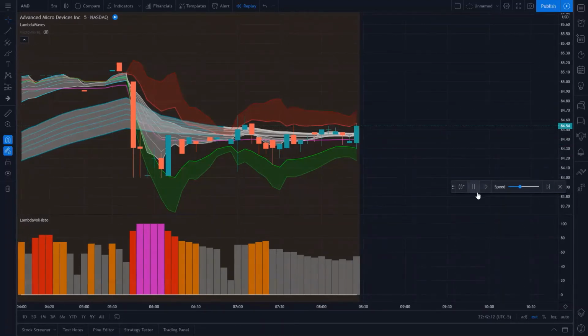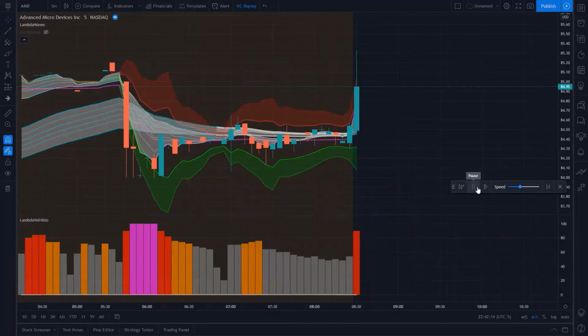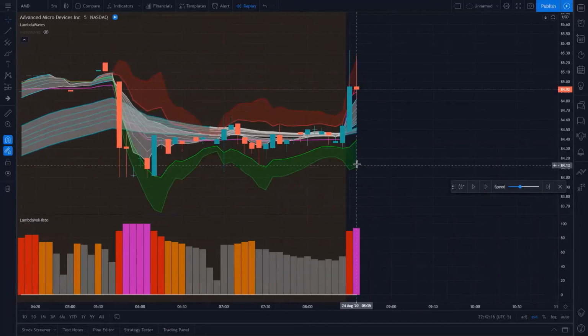Now note that the VWAP is also on. Is VWAP on? Yeah, VWAP is on, so we're good there.